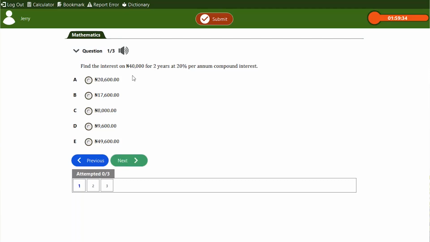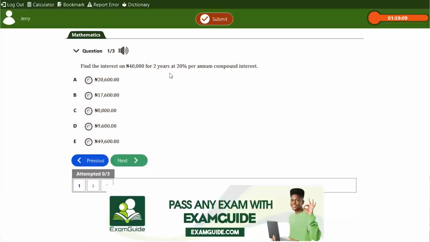Know that it's a compound interest question they're asking you, not simple interest. So don't go and stop at simple interest, because they will give you options where the answer you get when you apply simple interest is in the options. That is not what they are looking for. Okay? So let's look at 40,000 naira for 2 years at 20% per annum.